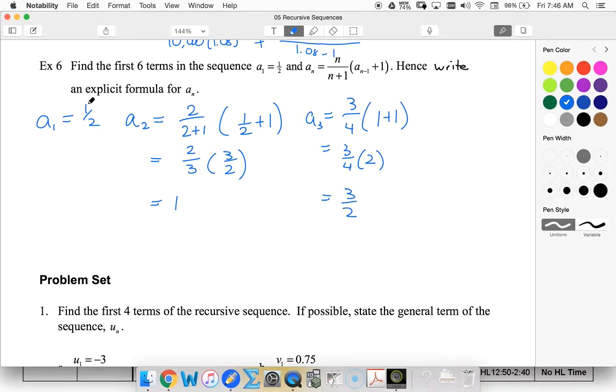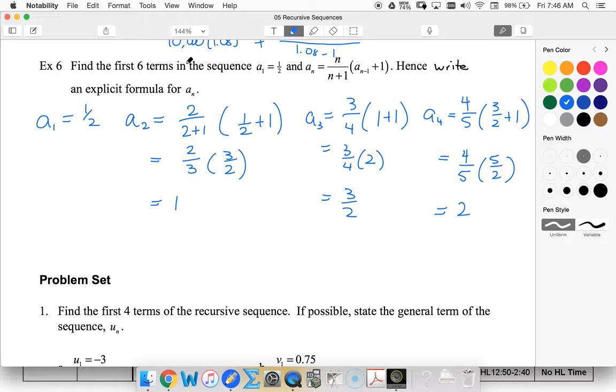So we've gone from a half to 1 to 1.5. So my guess is that our next term is going to be 2. It looks like we're adding a half each time. So a4 is going to equal 4 over 5 times 3/2 plus 1. 3/2 plus 1 is 5/2. So 4 over 5 times 5 over 2 does in fact give me 2.